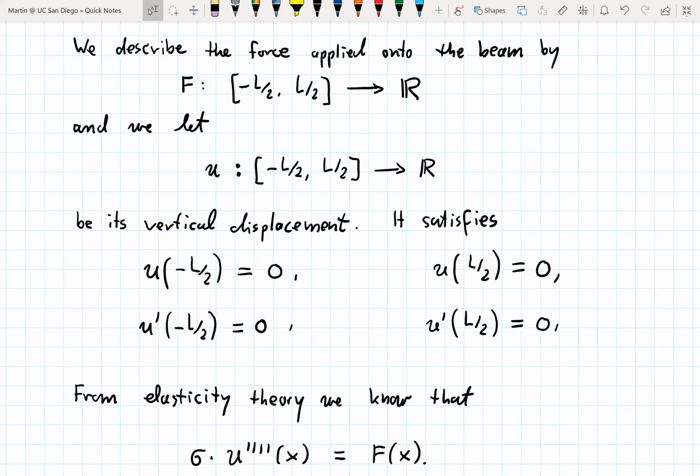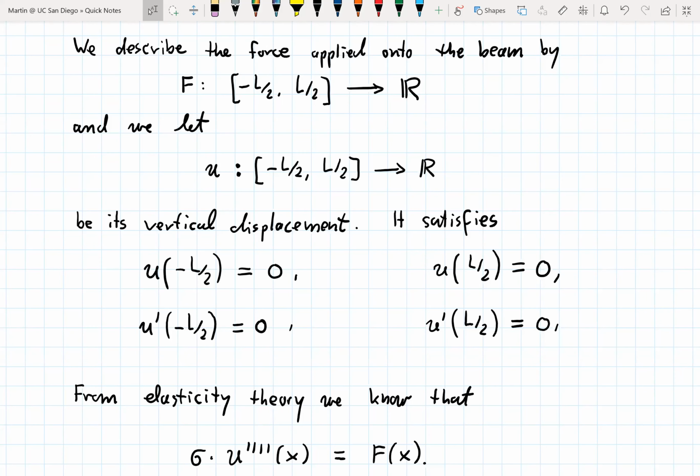And then we introduce a function for the vertical displacement, namely u is defined over this interval from minus L over 2 up to L over 2. And at any position x, u of x is a real number that tells us the vertical displacement. In that context, if u is negative, it means the beam at that position x has been displaced downwards.